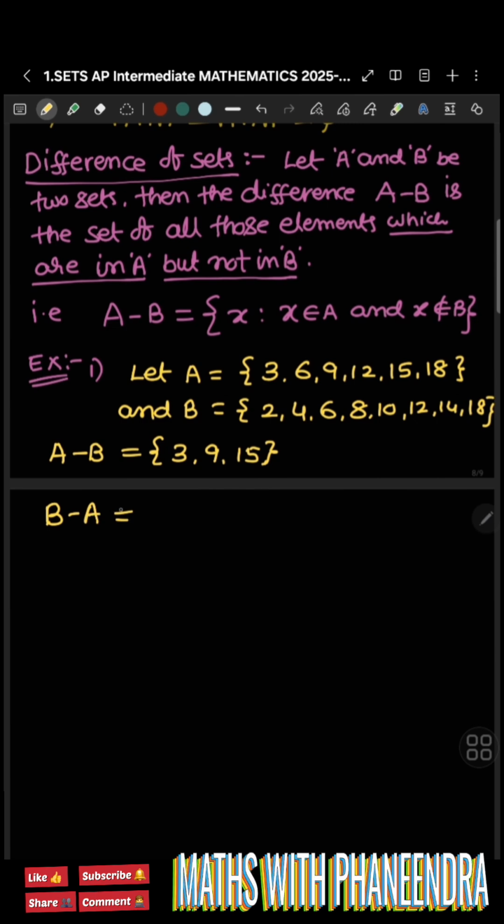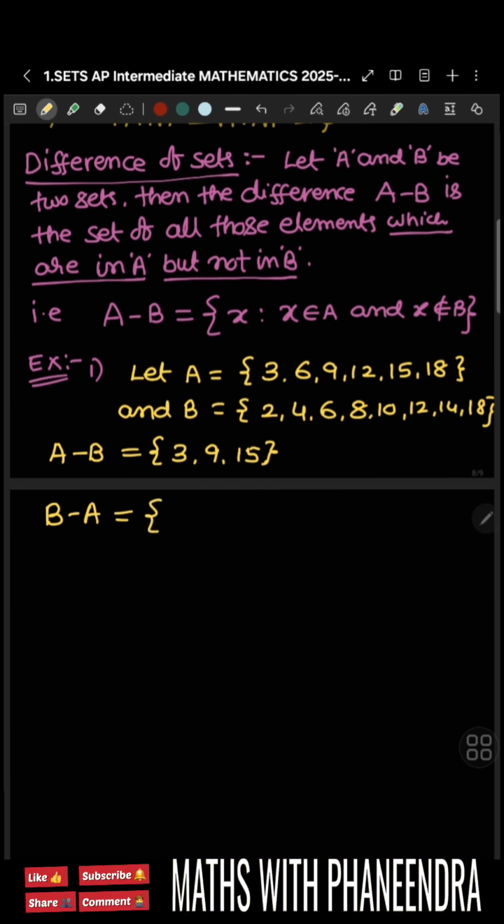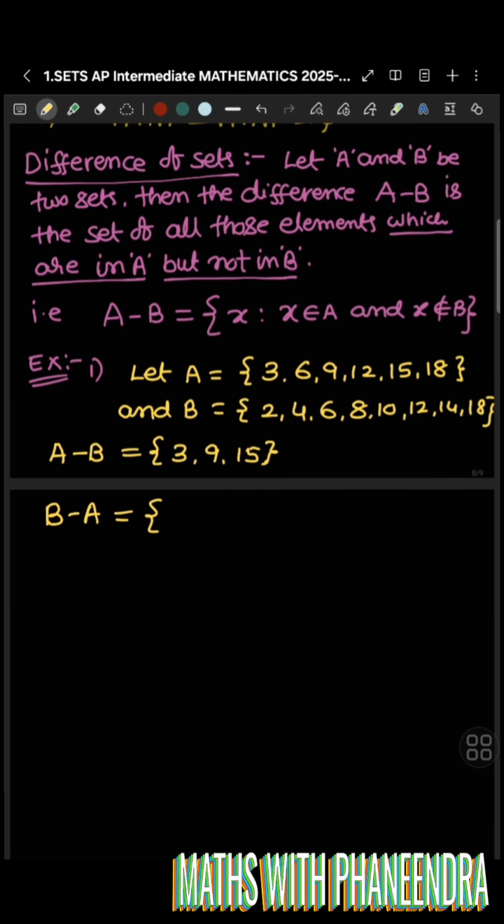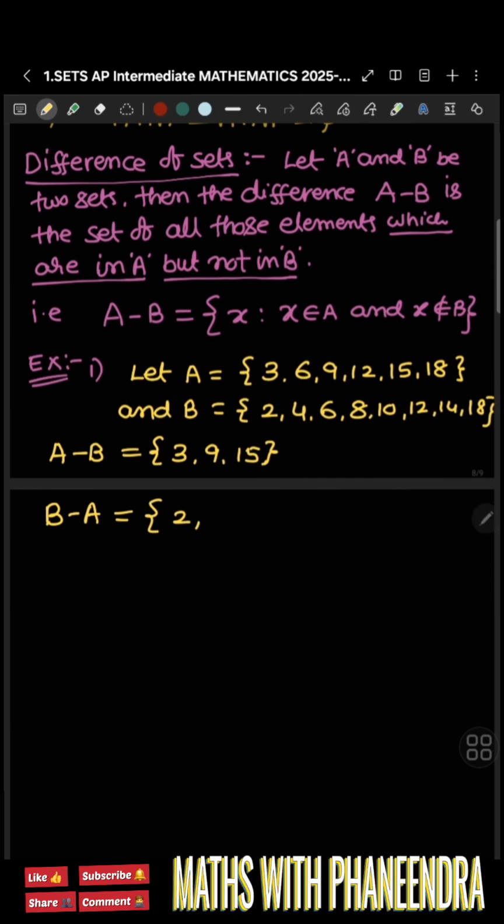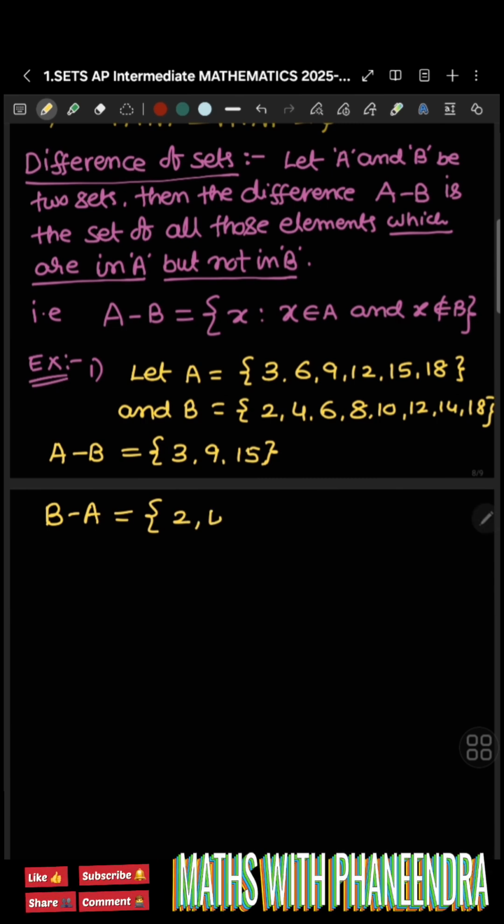B minus A means the element which belongs to B and is not in A. So x is equal to 2, you take it. 2, it is not there in the set A, so 2 we can write it. Even 4 is also not there. 6 is there in A also, so we cannot consider. 8, it is not there in A. 10 also comes. Next 12, it won't come. 14, it is there in B, but it is not in A. 18, it is there. So these are the elements of B minus A. I hope you understand the concept.